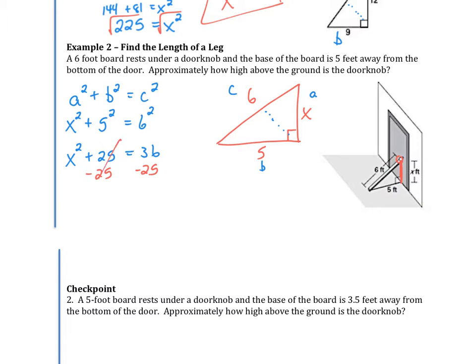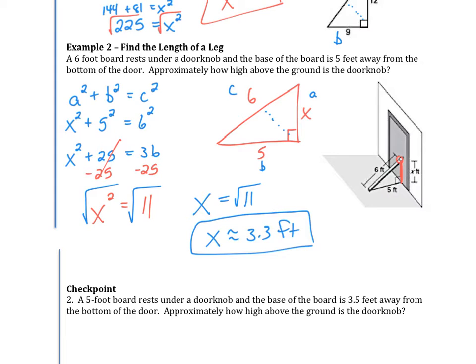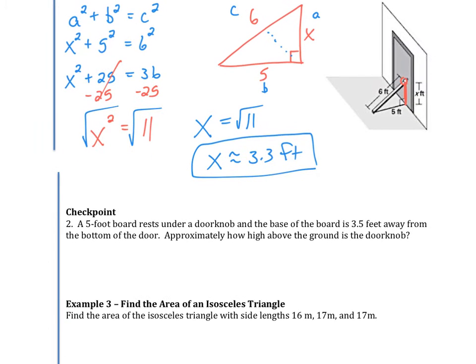We subtract 25 to get x squared equals 11. Then to solve this, you take the square root of 11. So x equals the square root of 11. If you want to find this out, you would use your calculator. The square root of 11 is 3.3. It's roughly 3.3 feet above the bottom of the door. So sometimes we have to round these to decimals because they don't always come out as perfect squares.